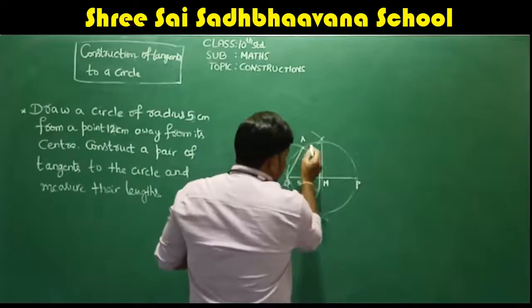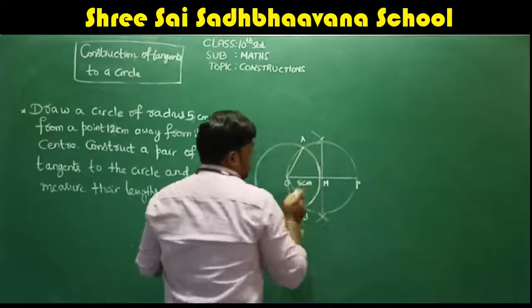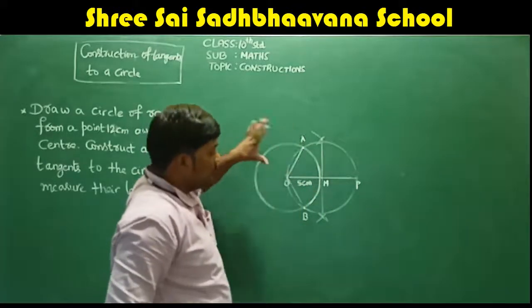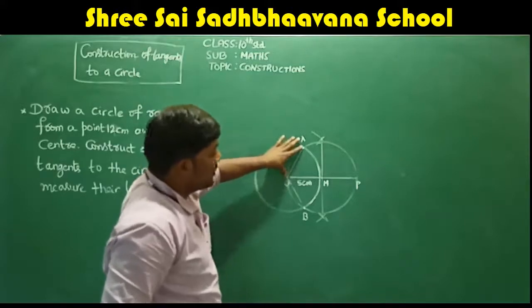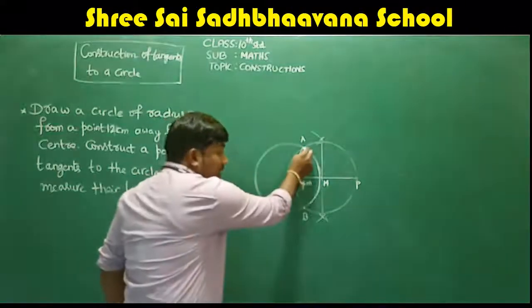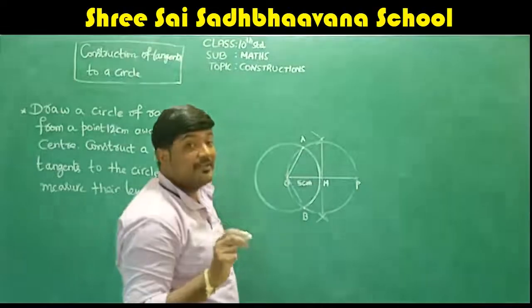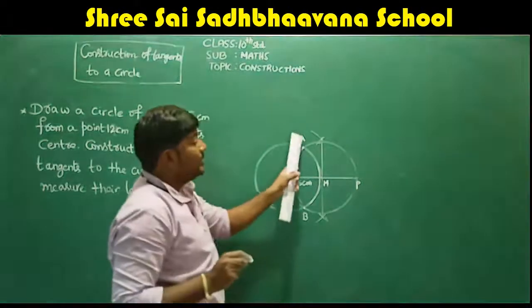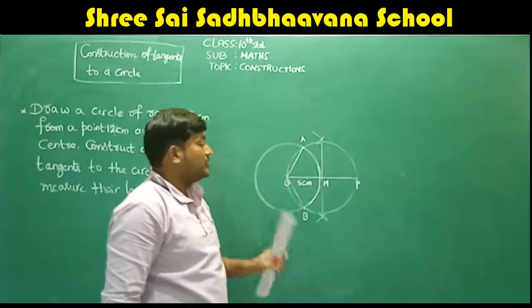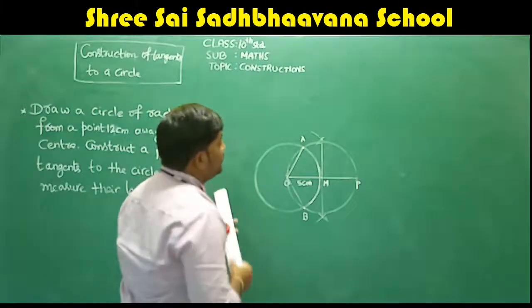After that, what do we have to do? Just see, we already named the points as A and B, correct? What do we have to do after this? We just join. Remember, we have to join the intersecting point and name it as A. And down also you join, name it as B. And now what do we have to do?